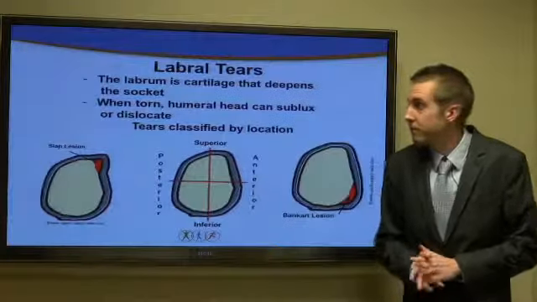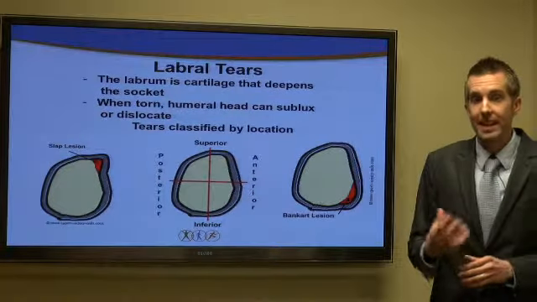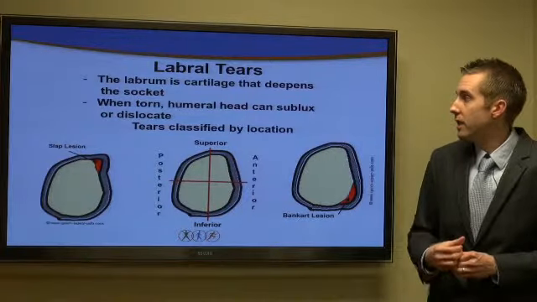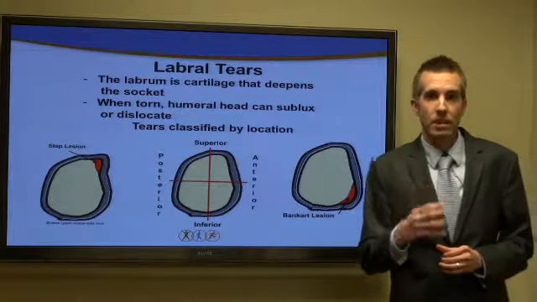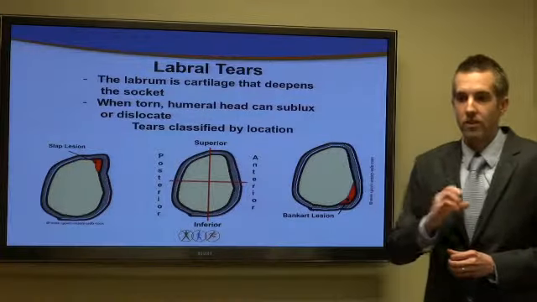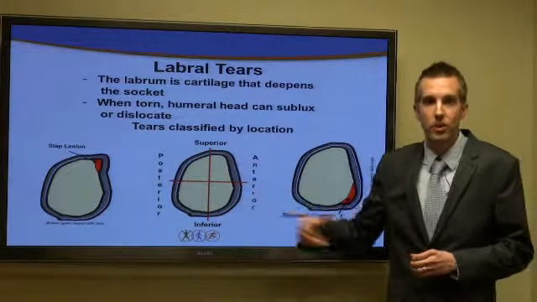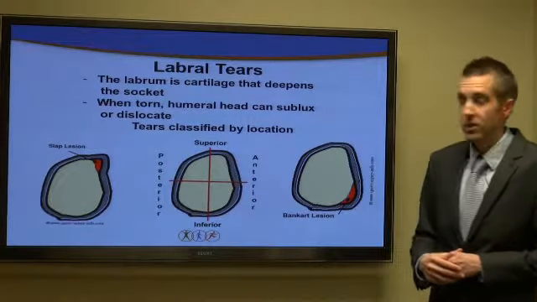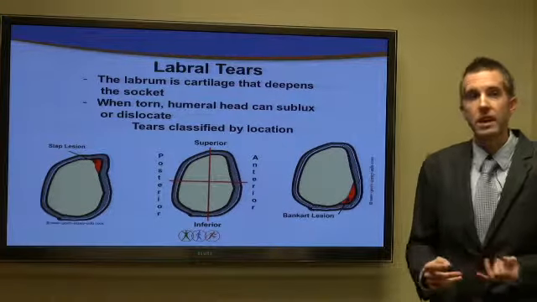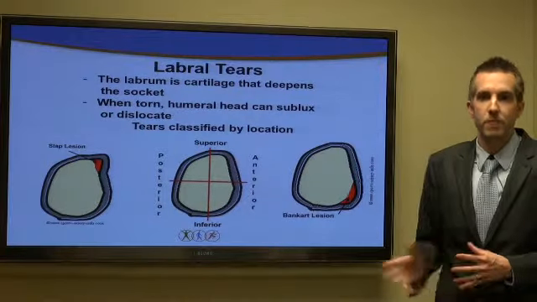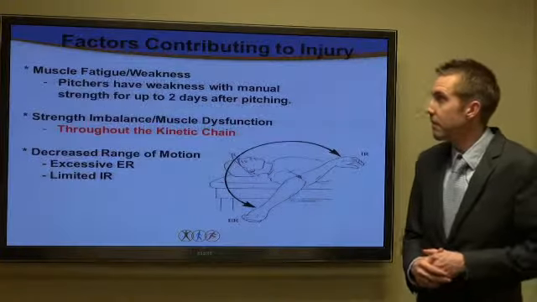The labrum, again, is the cartilage that deepens the socket. Labral tears happen when the humeral head is no longer stable. That rotator cuff fails, and now the humeral head creates a lot of friction in the socket joint, tearing that labrum. Tears are usually classified by the location, so you may hear of a SLAP lesion or a Bankart lesion. It's, again, just a labral tear, but it's based on location.